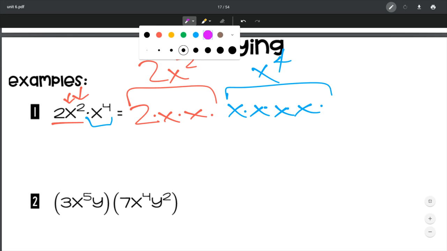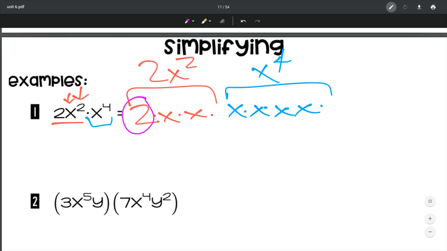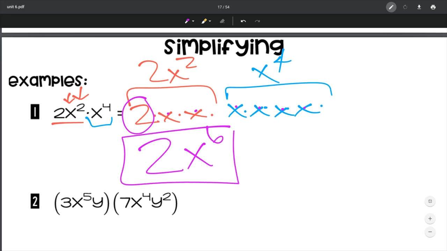Now, this part's really kind of easy. You look for the 2 and any other number. You don't see any other number here, so we write our 2. And then we know that we have the variable x, and we have 1, 2, 3, 4, 5, 6 of them. So we put our exponent of 6, and that would be our final answer.